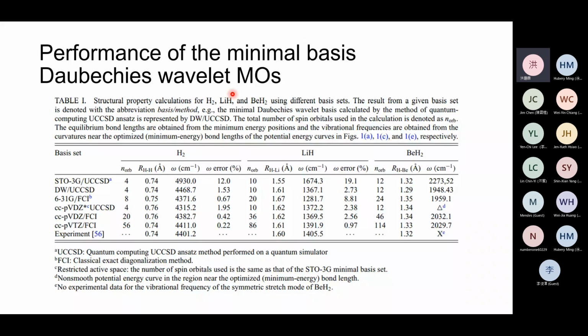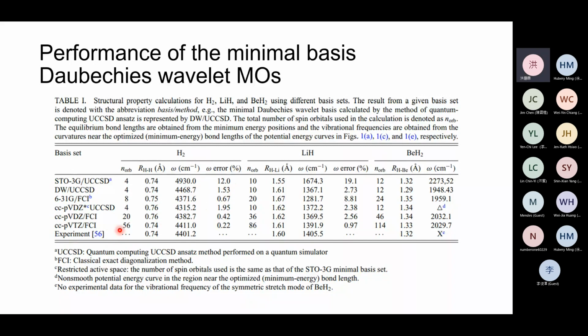Now, let's come to the results part. The performance of the minimal basis Daubechies wavelet molecular orbitals. We first investigate the optimized molecular structure, bond length, and vibrational frequency omega here, calculated with the quantum computer for small systems, including hydrogen, lithium hydride, and beryllium hydride. Why do we choose the bond length and vibrational frequency? Since these two quantities are experimentally measurable, we can compare them to the experimental results.